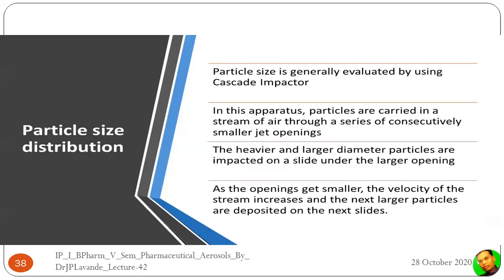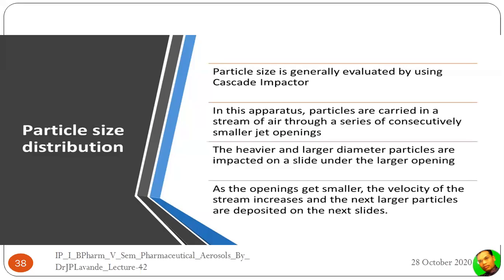Then there is particle size distribution. This is of great importance, more specifically in the case of suspensions, because the product is going to be inhaled. More specifically in the case of dry powder inhalers, the powder goes inside the lungs, and from the alveoli it gets absorbed in order to show its therapeutic action. So that's why the particle size is the most important one. The particle size is generally evaluated by using the cascade impactor.